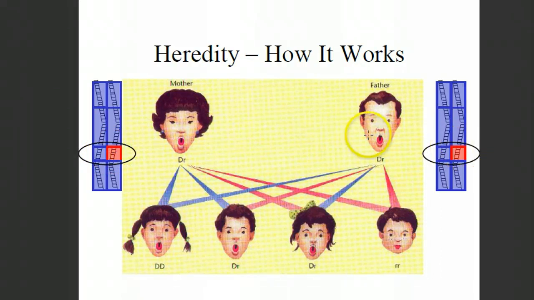Dad, similar. He's able to curl his tongue. He's heterozygous for the trait of tongue curling, but because he has a dominant tongue curling gene, he's able to curl his tongue.